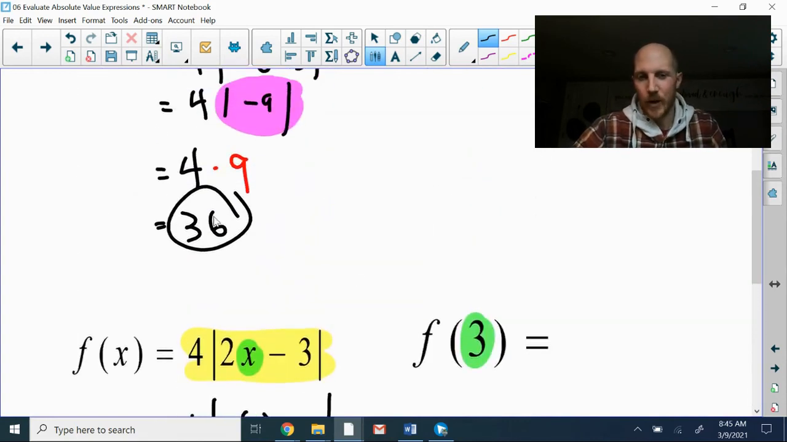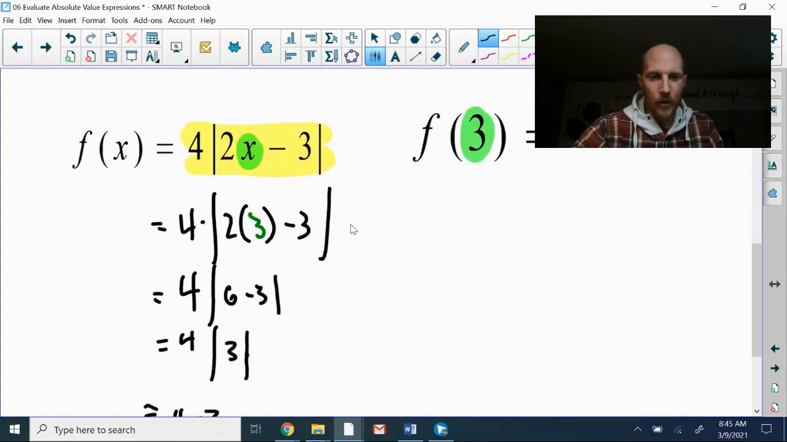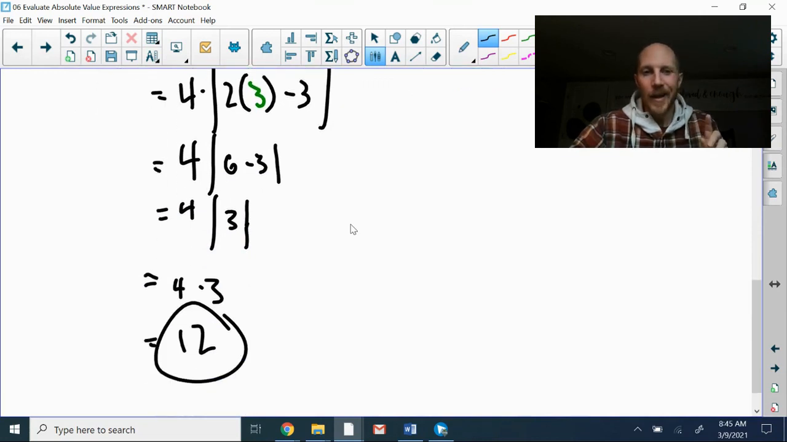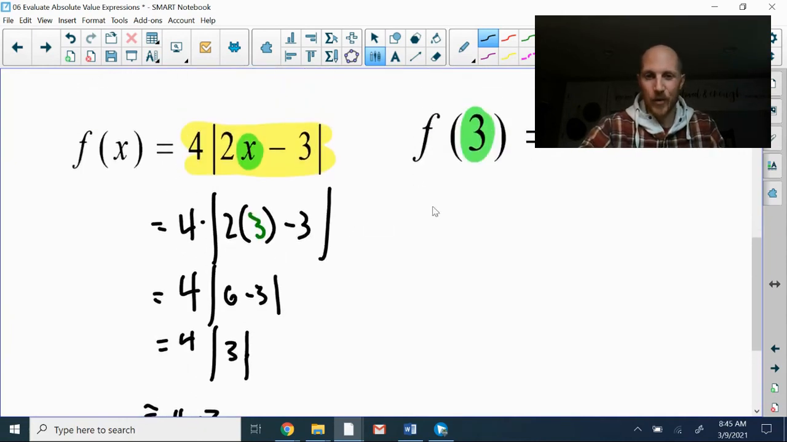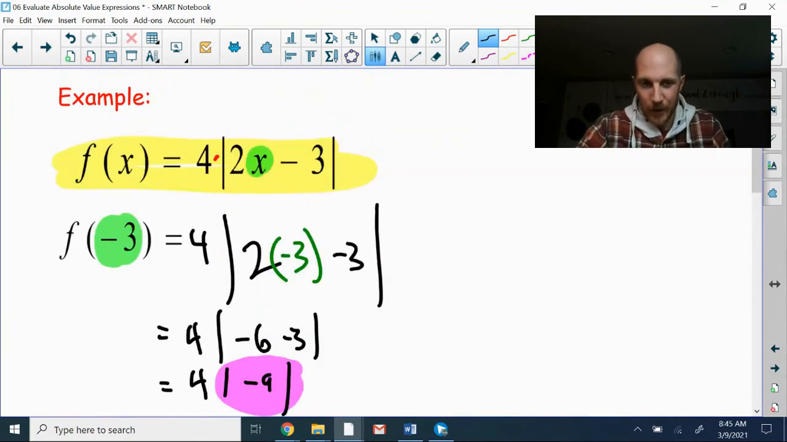So that's not the same answer we got before with the -3 as our input. Last time we got 36. So just to repeat, you do not change an input value like an input of -3. Do not change that to positive just because you're putting it inside absolute value. We've got to follow the order of operations inside those grouping symbols first.